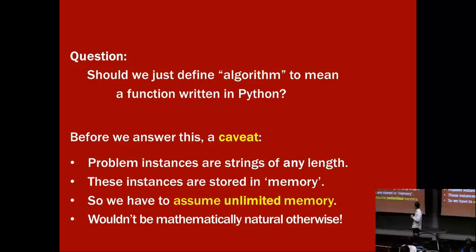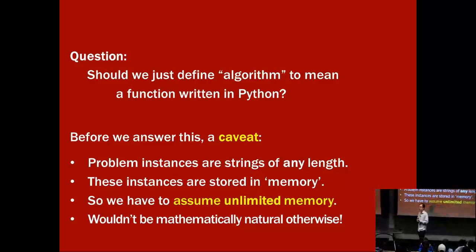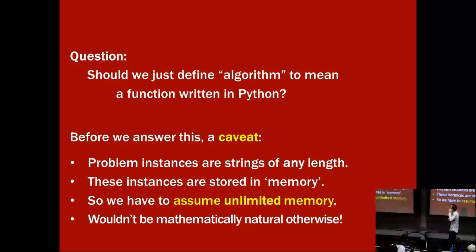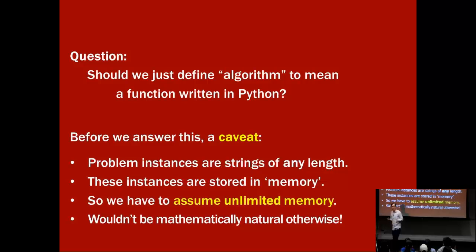But it's just nicer to assume that we have unlimited memory. In fact, we're going to need to if we're going to imagine running it on any possible input string. So you might not consider that realistic. Maybe it actually even depends on your computer model. I don't think in principle there's anything wrong in Python with being able to access unlimited memory. Maybe in practice it wouldn't work out. But it just somehow wouldn't be mathematically natural otherwise, right?